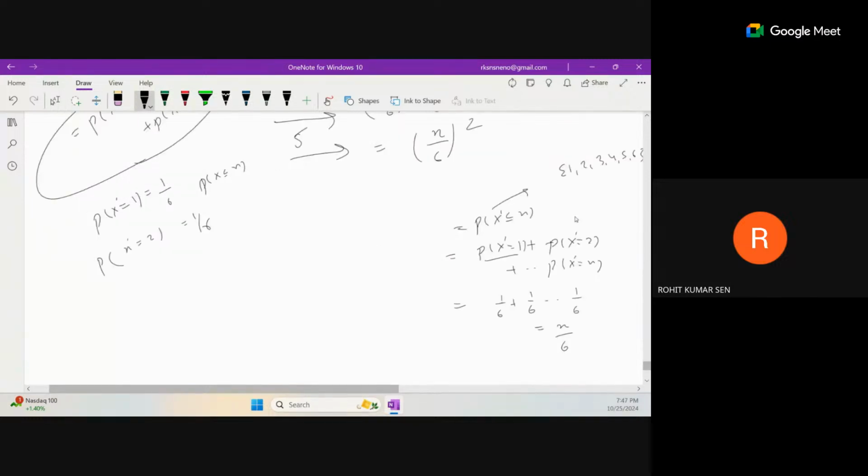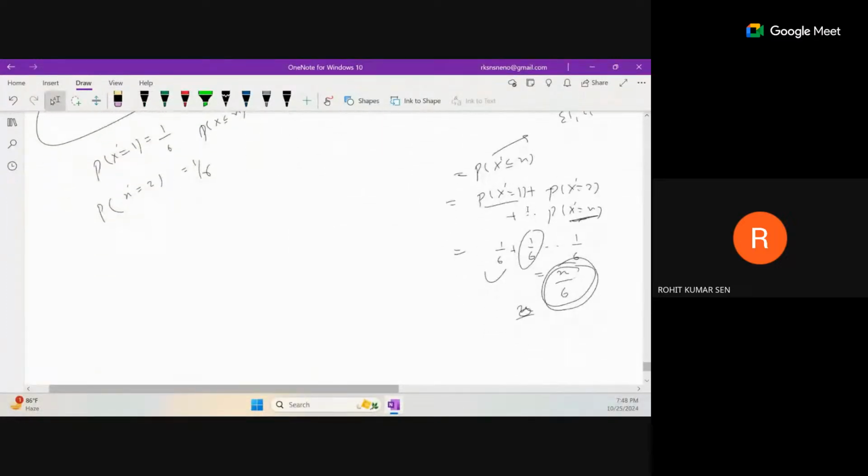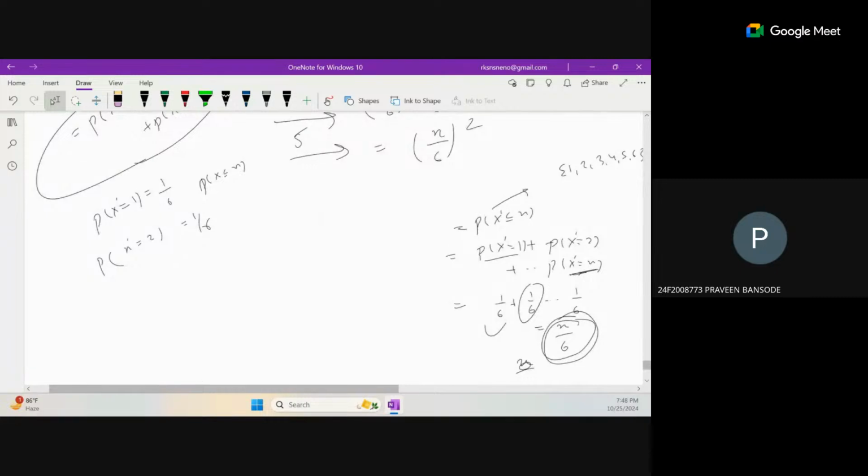So x dash equal to 1 means you got 1 on the die, it is 1 by 6. For x dash equal to 2, it is 1 by 6, and the same for all of the values, up to x dash equal to x. So that's why I have 1 by 6, 1 by 6. How many terms do I have? I will have x terms of 1 by 6, so I will have x by 6. So now it is clear? Yes, sir, clear. Okay.